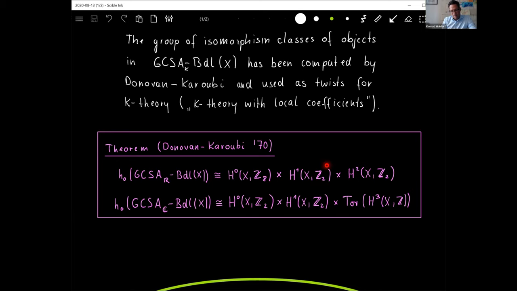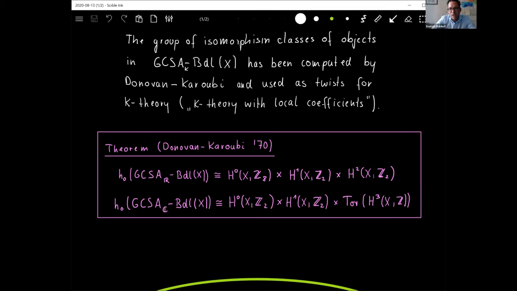Then there is this H1 thing, which sort of comes from the grading. And then there is this H2 part, which is also with Z2 coefficients. So in the complex case, it looks similar, just that here one has degree 3 cohomology, but, and that's going to be important, one only gets the torsion part of this degree 3 cohomology.